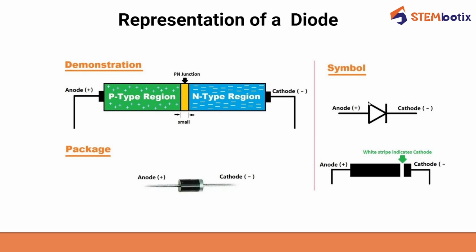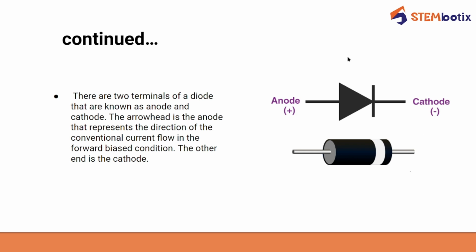In the symbolic representation, the side of the arrowhead is always the anode, which is the positive terminal, and the straight vertical line suggests the cathode side, or negative terminal. Or in other words, the white stripe indicates the cathode. This white stripe is the cathode side and this arrowhead is the anode side.